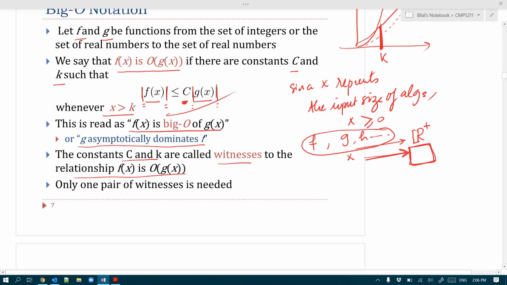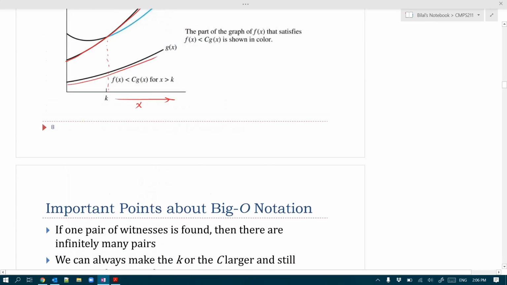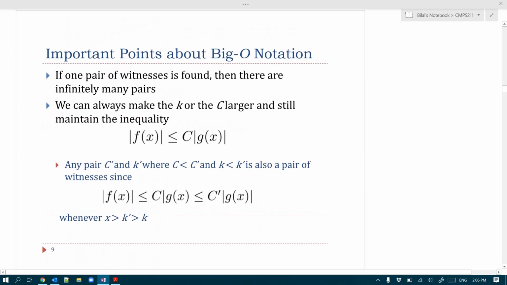And it's only necessary to provide one pair of witnesses, although you can see on the next slide that once you can find a couple C and K, you can actually find an infinity of other C primes and K primes for which this property also holds. Actually, any pair C prime, K prime, where C prime is strictly greater than C and K prime is strictly greater than K, we also have this inequality.